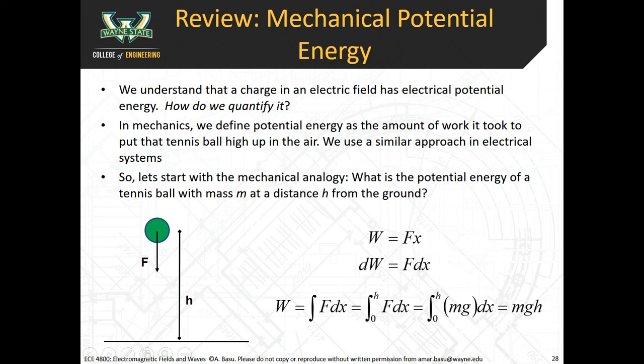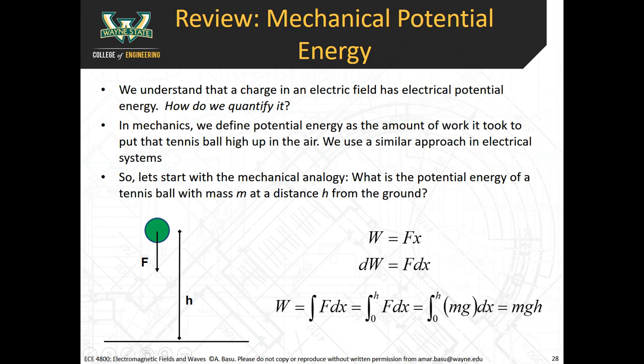The total work required to get this tennis ball from here to here is equal to the integral of force times dx. It's an integration. And you're integrating it from x equals 0 to x equals h. This x is the height coordinate here. You integrate F times dx from 0 to h. The force at any given point is constant. It's equal to mg. Force is equal to mass times acceleration. So that's where this mg comes from. g is the gravitational constant, 9.8 meters per second squared.